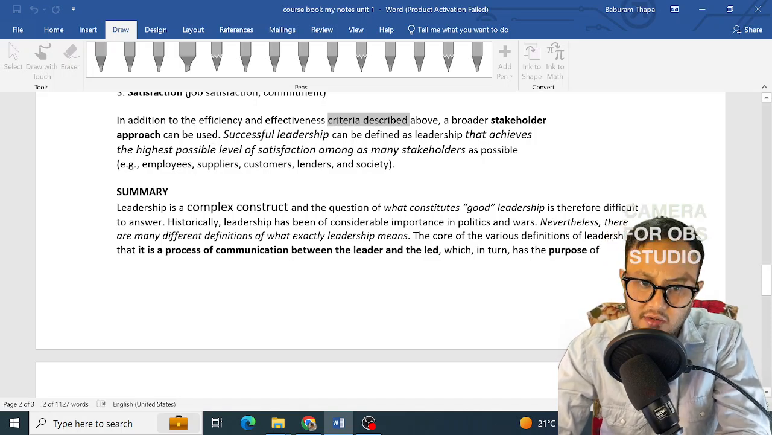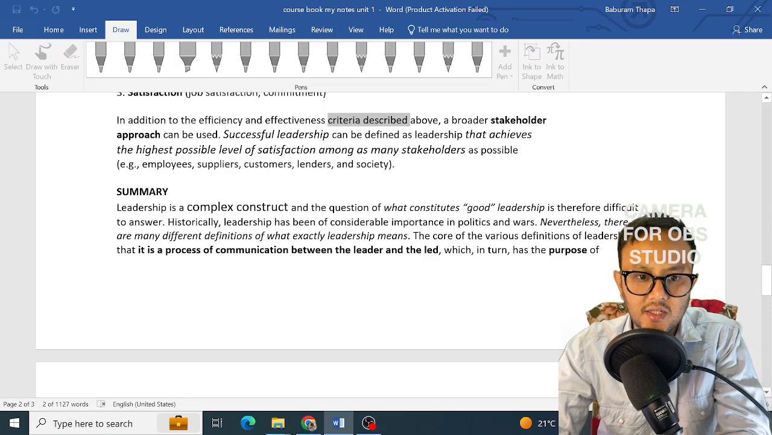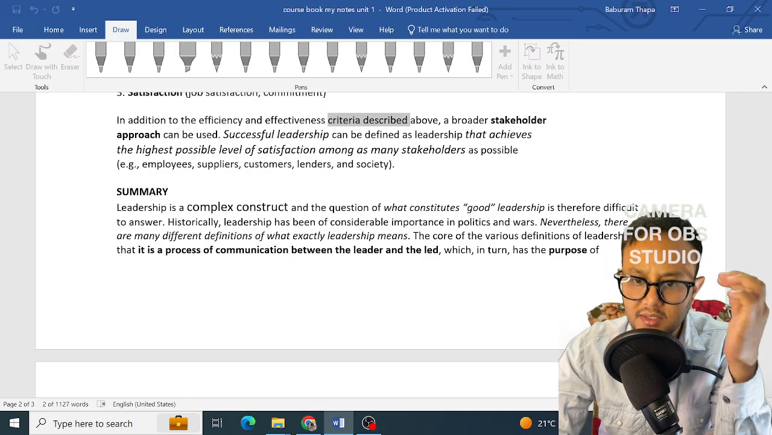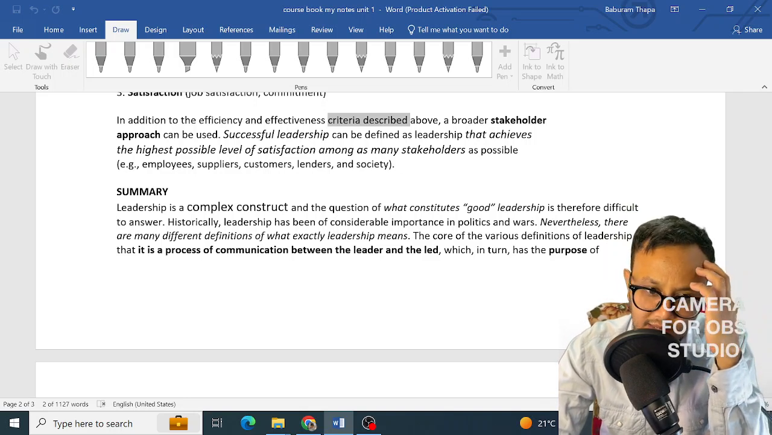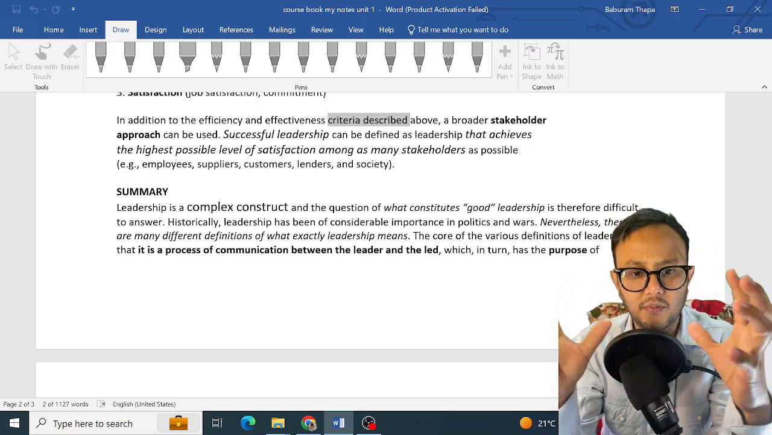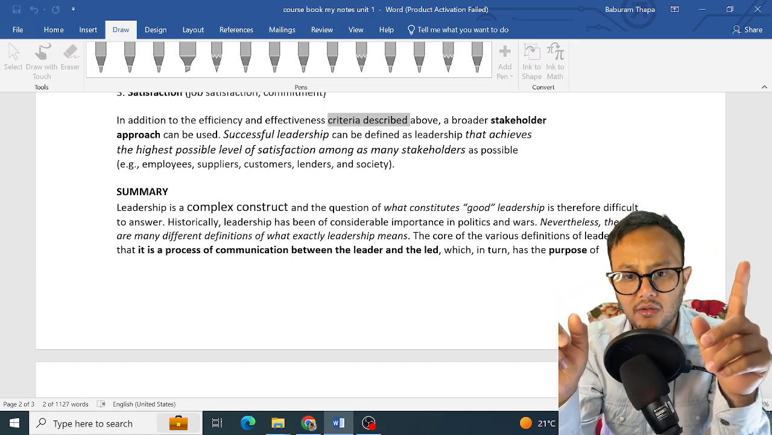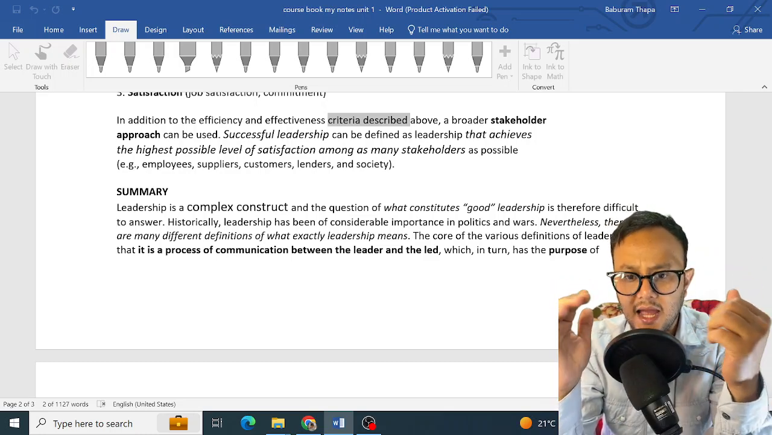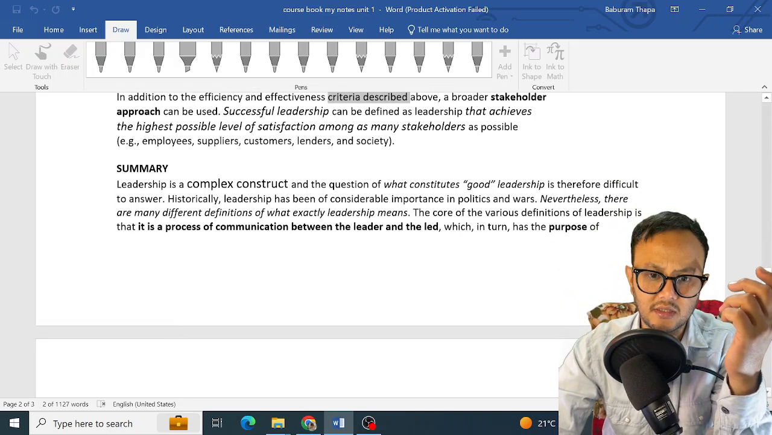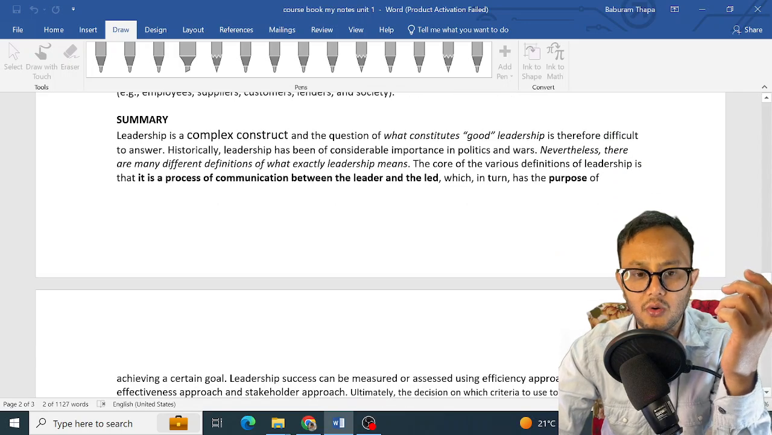So in addition, a broader stakeholder approach can also be used. Successful leadership can be defined as leadership that achieves the highest possible level of satisfaction among as many stakeholders as possible. Stakeholders, as you know, are employees, suppliers, customers, lenders, and society. So what is the summary?